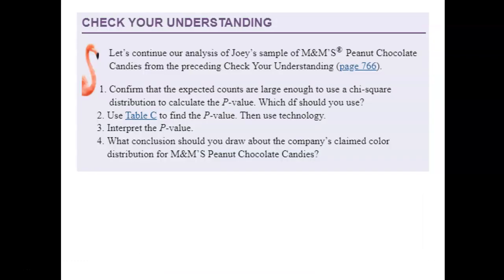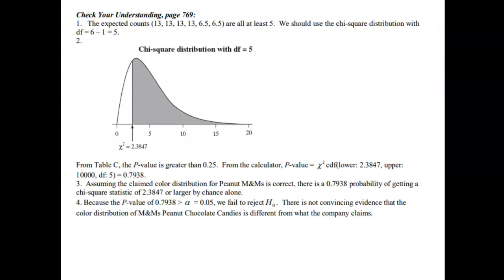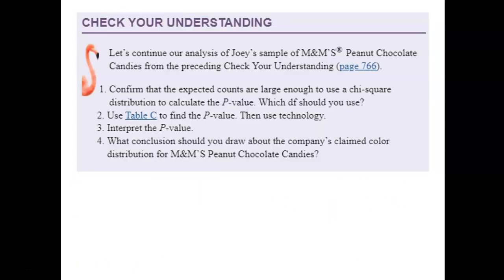So this is an example, back to those peanut M&Ms. Oh, I love peanut M&Ms. And we're going to do a few things here. We're going to confirm that the expected counts are large enough to use a chi-square distribution to calculate the p-value. We're going to use table C to find the p-value. I feel like this problem is in the wrong spot. Yeah, I think it is.